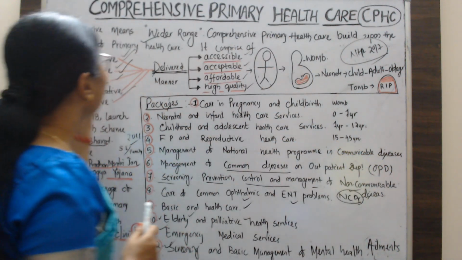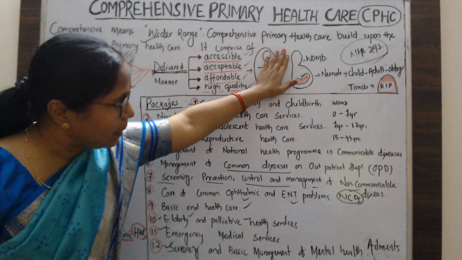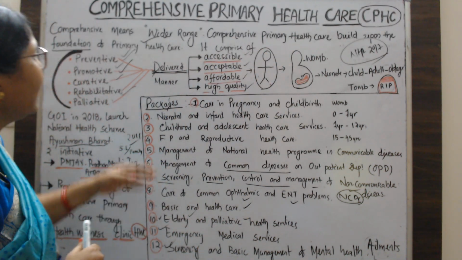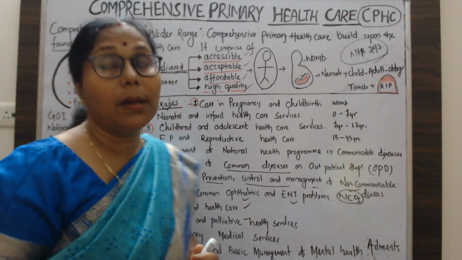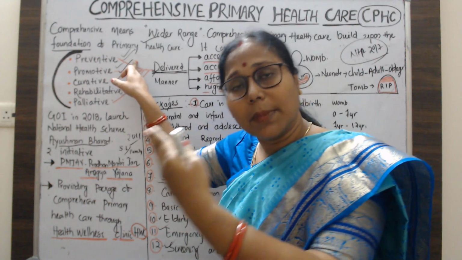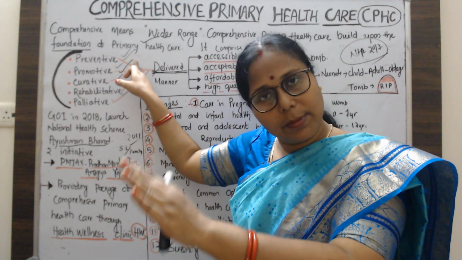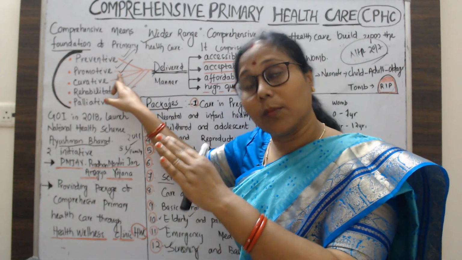Comprehensive means a wide range of health services. Comprehensive primary health care is built upon the foundation of primary health care, and here we are providing which type of services? It comprises preventive services. Preventive means we do not let a person fall into a disease condition, that is called preventive, because prevention is better than cure. The first, preventive services. Second, promotive services.